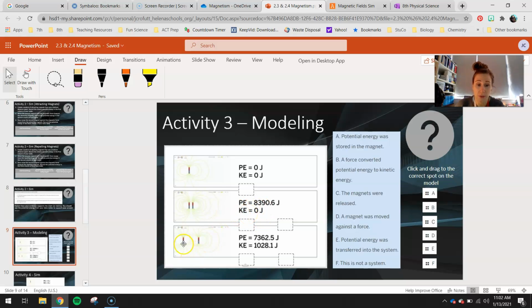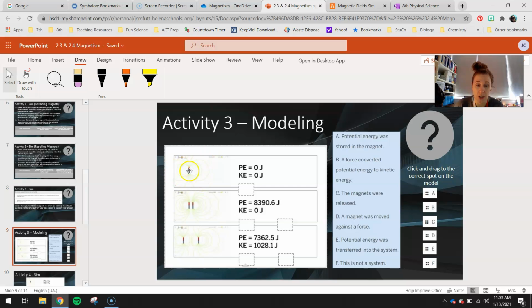And now that these have moved or are moving apart, we have a little bit lower potential energy, but we also have a value for our kinetic energy. So read through these 6 options. So we have A, potential energy was stored in a magnet, B, a force converted potential energy to kinetic energy, C, the magnets were released, D, a magnet was moved against a force, E, potential energy was transferred into the system, or F, this is not a system. Okay, so you guys will go ahead and label.